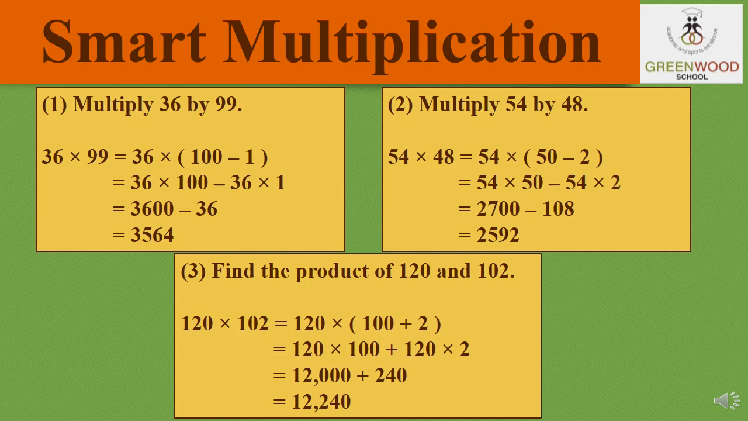Look at the third example. Find the product of 120 and 102. 102 is split as 100 plus 2. So first 120 into 100 which gives 12,000, plus 120 into 2 gives you 240. So the total of the two numbers is 12,240.